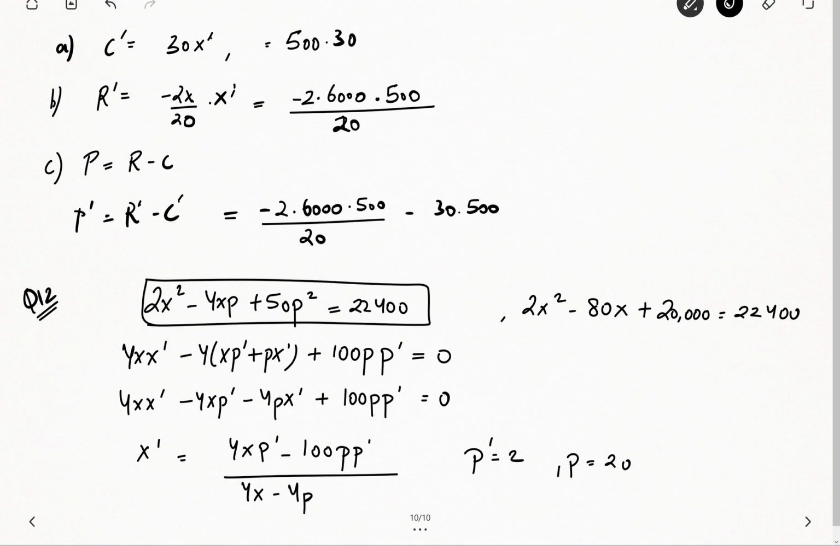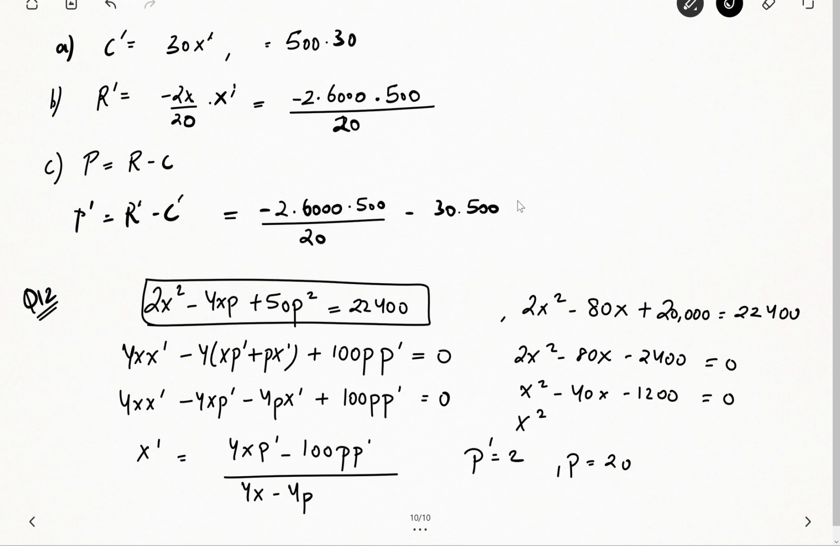So when you move everything to the left side, you get 2x squared minus 80x, and when you take it here, it becomes 2,400. You factor out 2 from the whole thing, you get x squared minus 40x minus 1200 equals 0. Now this could be factored. You have 40 as the sum and 1200 as the product, so 60 and 20 will be a good fit.